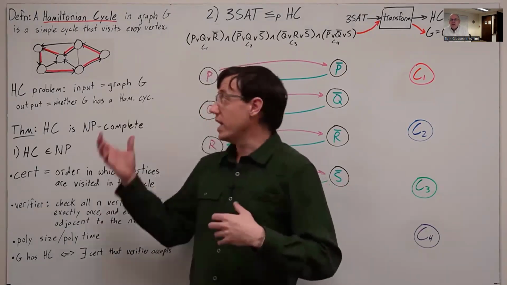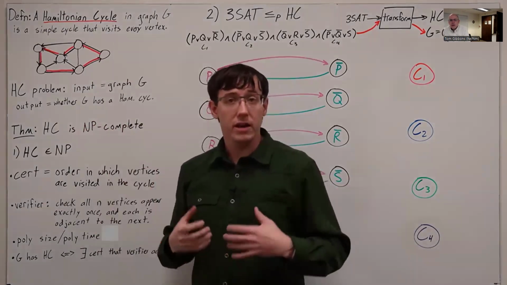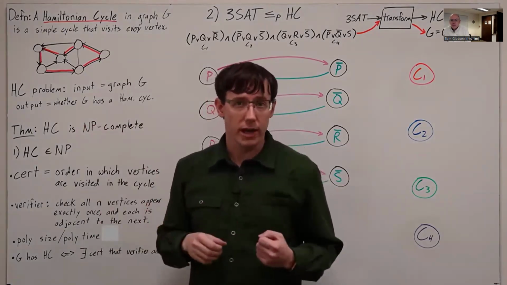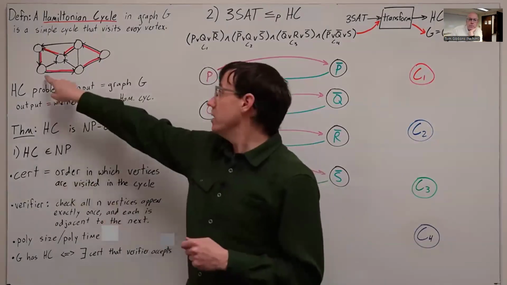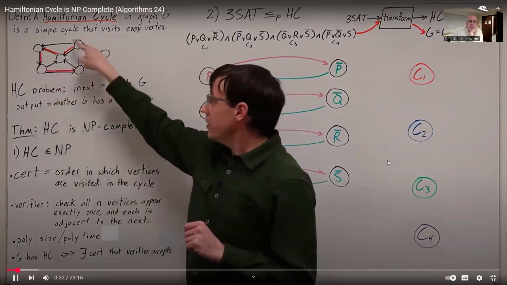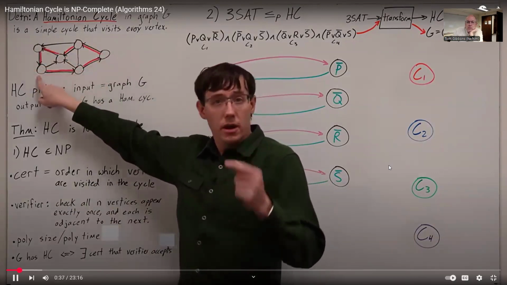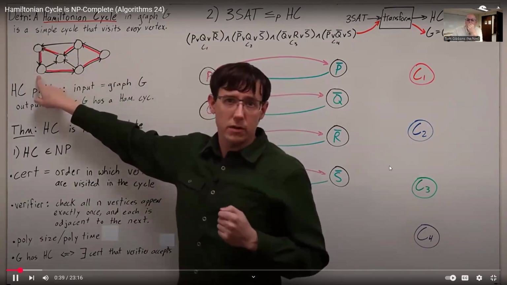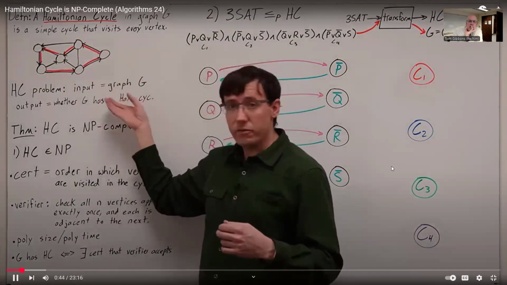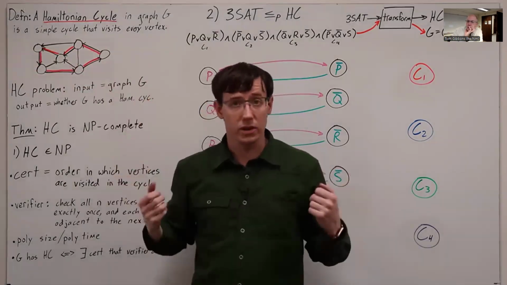I want to focus on the Hamiltonian cycle problem. A Hamiltonian cycle in a directed graph is a simple cycle that visits every vertex, meaning it starts and ends at the same vertex, follows edges in the graph, and along the way visits every other vertex exactly once. And the Hamiltonian cycle problem is, if we are given a directed graph as input, does that graph have a Hamiltonian cycle?